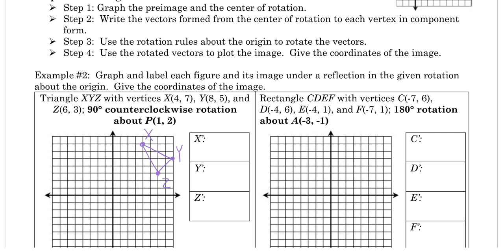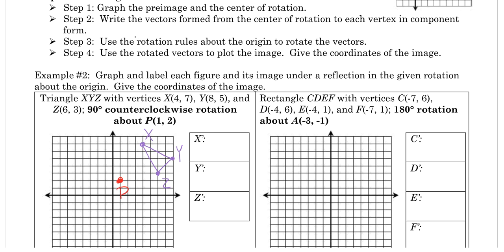Okay, and then our center of rotation is actually going to be at (1, 2), which is right here. So that is point P, and that is our center of rotation.